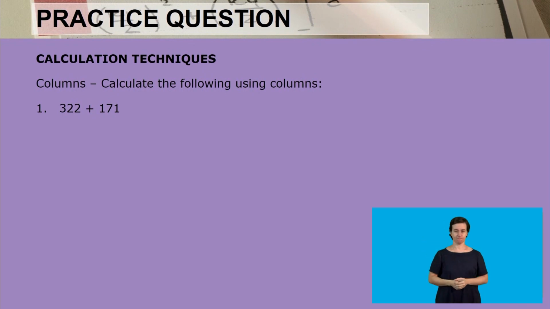So do you remember how we calculate with columns? Remember, each number has to be in the correct place value. So as we have 322 plus 171, I'm going to first write them in columns so that we can calculate them correctly. We have 322 and we are adding 171. Can you see how each of the numbers are being written in their correct place value? We have the ones, we have the tens, and we have the hundreds. So let us add these two.